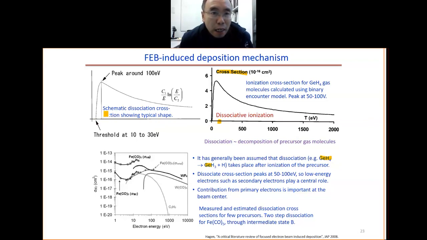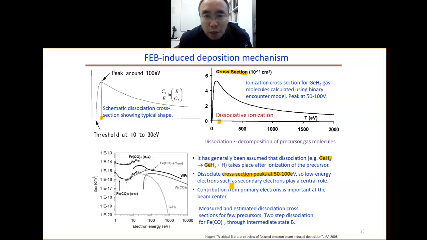Now this one is the schematic. This curve is similar to this one. Again, the peak here is 10 to 30 electron volt. This one is the measured and estimated dissociation cross section. This one is log scale, and this is linear scale. This is also linear scale, but here is log scale. If we do the linear scale, it will look something like this. So the conclusion is very clear: the cross section peaks at 50 to 100 electron volt.